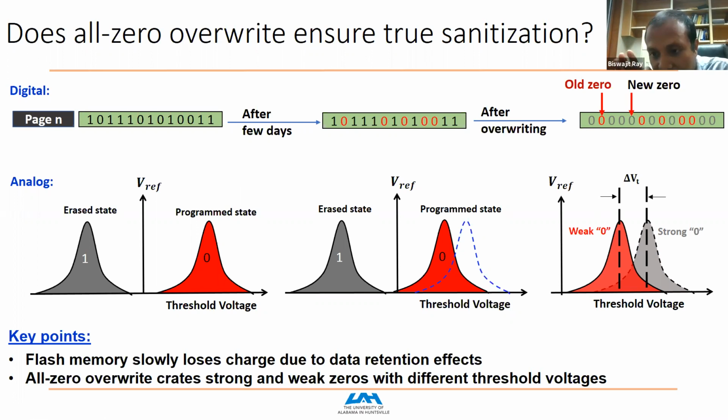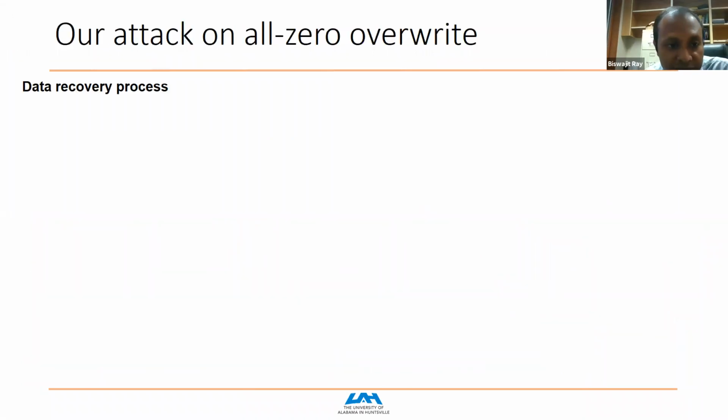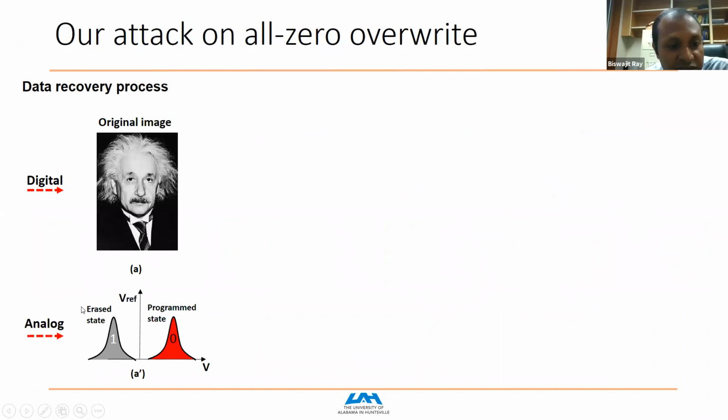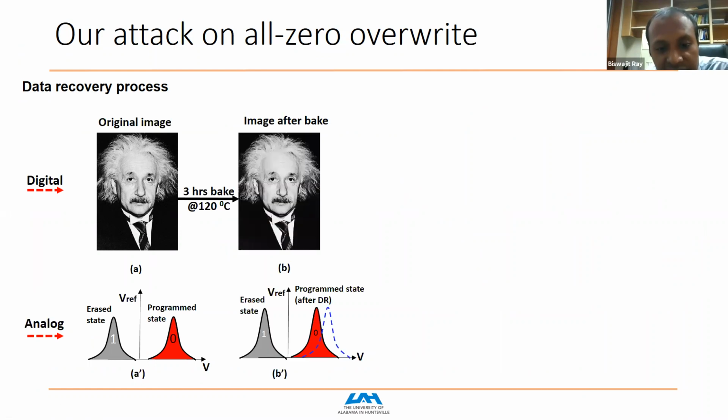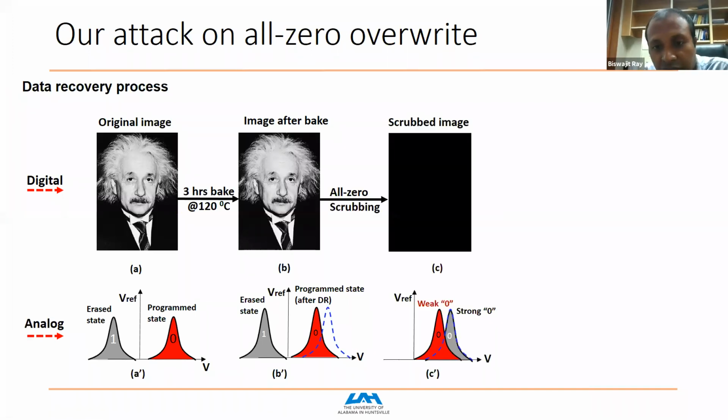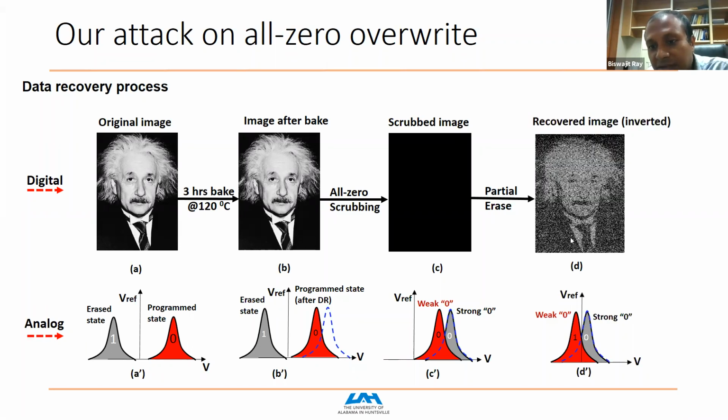This is where we attacked this system, and we demonstrated that even after all-zero erase, you can get back the data. This is what we did. We wrote the Einstein image. This is the digital representation, and the analog threshold voltage is shown below. Then, instead of waiting years, we just baked it, because that accelerates the data retention, ensuring the cells' threshold voltage is drifted down. Then we performed this all-zero scrubbing. So now your image is deleted. When you read logically, you don't see the Einstein image. But then we did a partial erase operation on this image, and we see the Einstein image back.